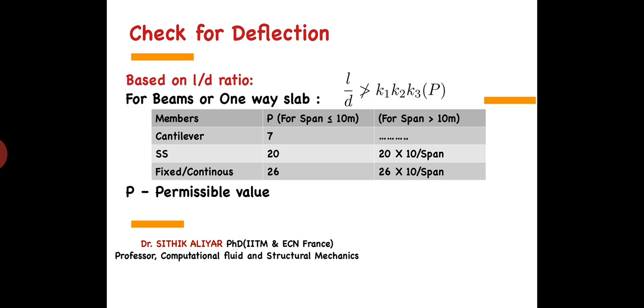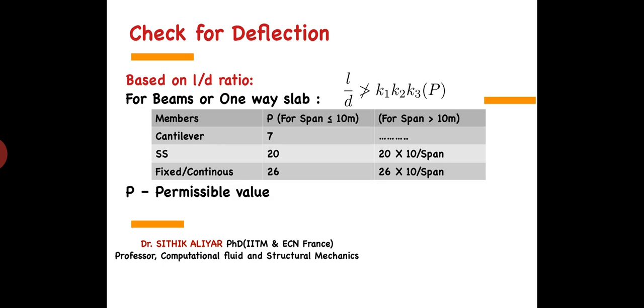So based on serviceability condition, how to determine the depth? They have given a formula in IS 456. For a beam or one-way slab, span by depth ratio should not be greater than K1, K2, K3 into P. So what is P? P is the permissible value.